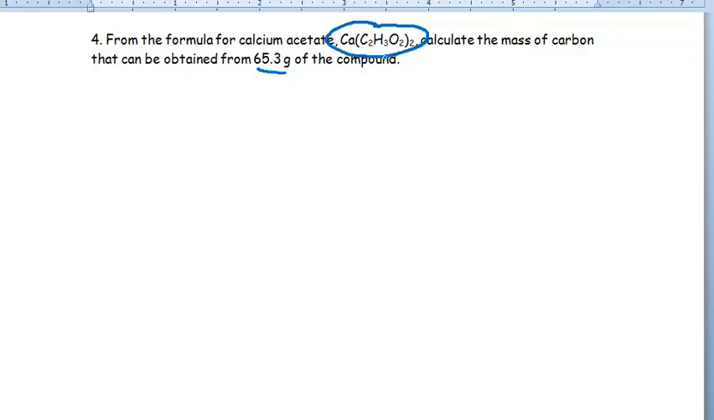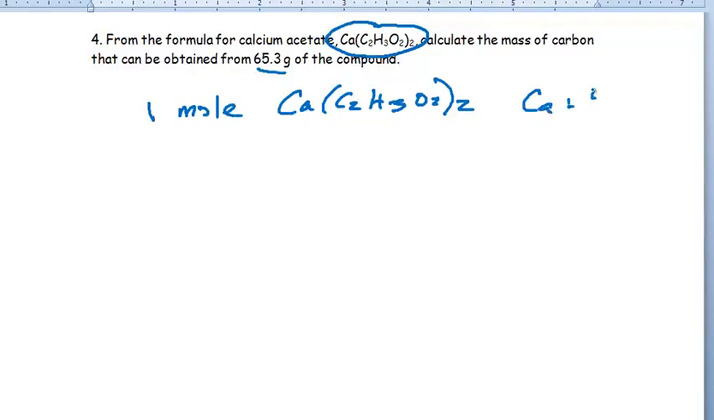You can assume that you have 1 mole of the stuff. Okay, so assume 1 mole. And so if you had 1 mole of this stuff, you'd go over here and you'd calculate the molar mass.